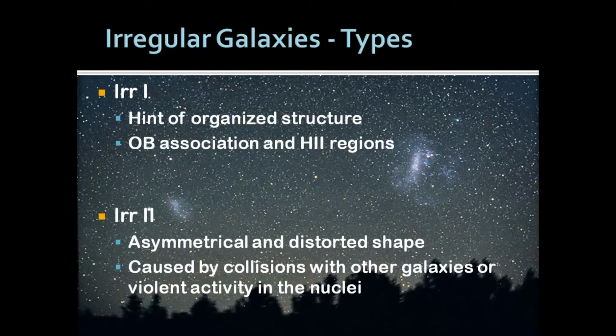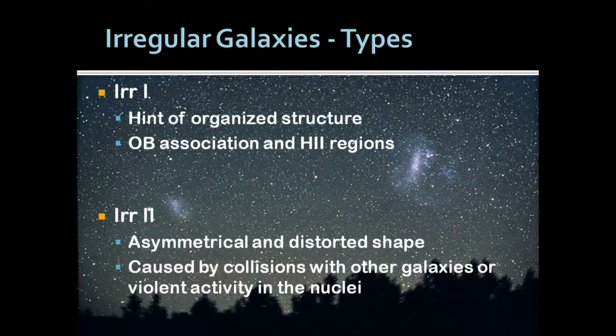So irregular type 1 galaxies only hint at some kind of organized structure. Okay, they have a lot of O and B type stars, some H2 regions, and the large Magellanic Cloud and the small Magellanic Cloud are really classified as irregular type 1 galaxies. Okay, and these are actually galaxies that are near our own Milky Way galaxy.